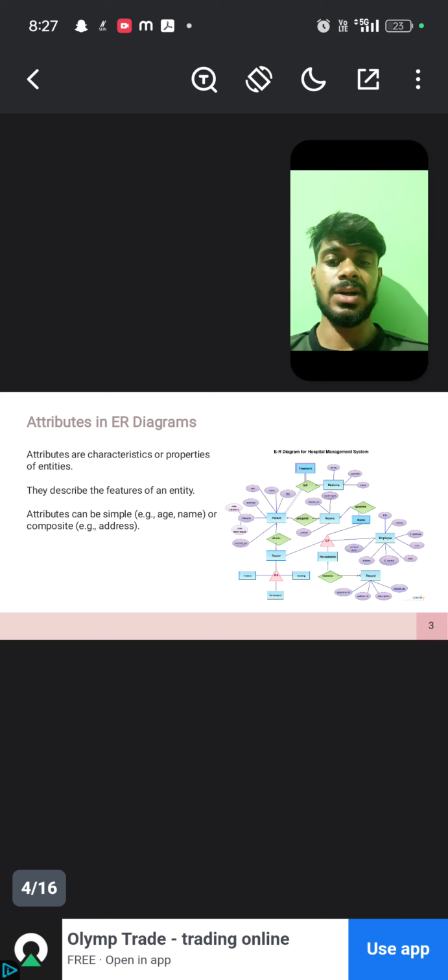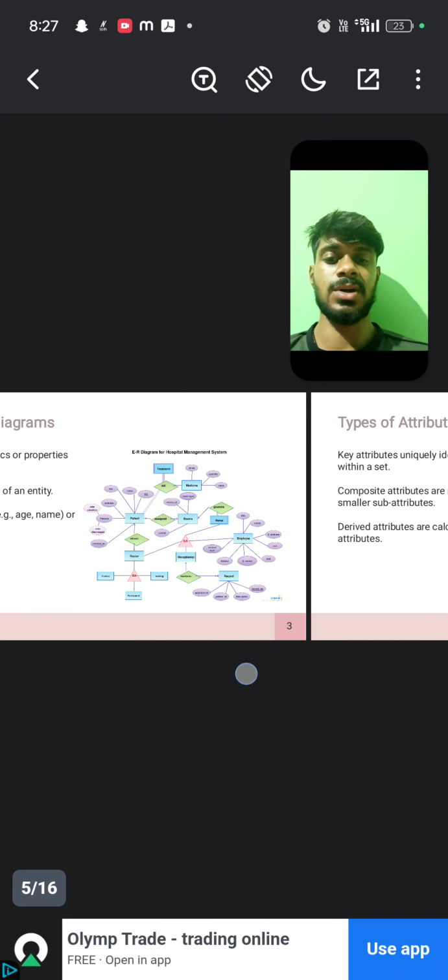Attributes in ER diagram. Attributes are characteristics or properties of entities. They describe the features of an entity. Attributes can be simple, for example age, name, or composite, for example address.